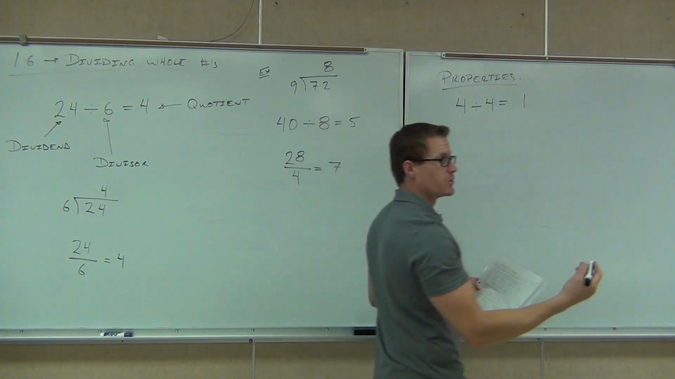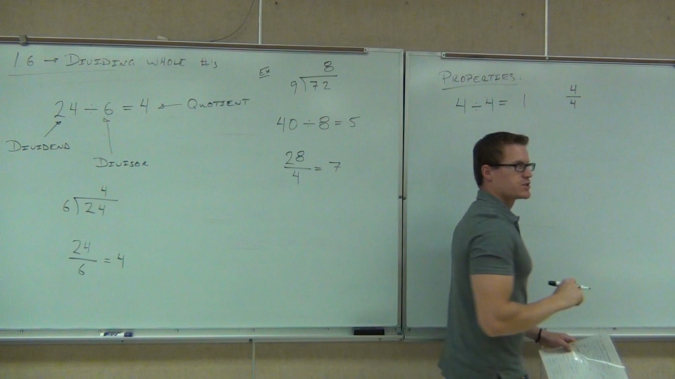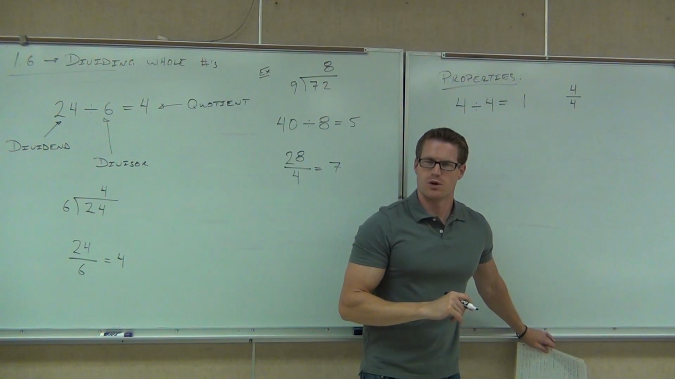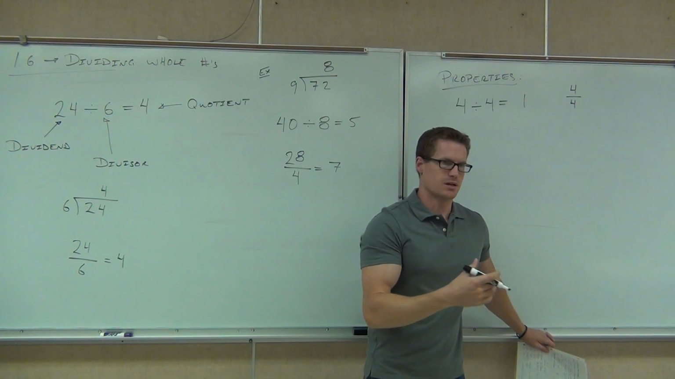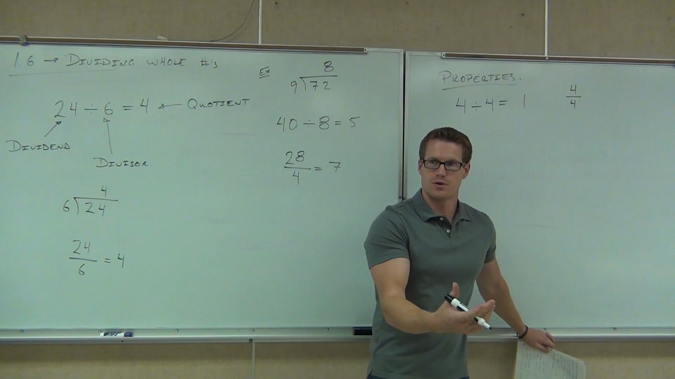You know what that goes to show you? Since you said that, every time we see a fraction of a number over itself, what are we going to get? One. That's because it is a whole. It's also a division problem. 4 divided by 4, that's a 1.